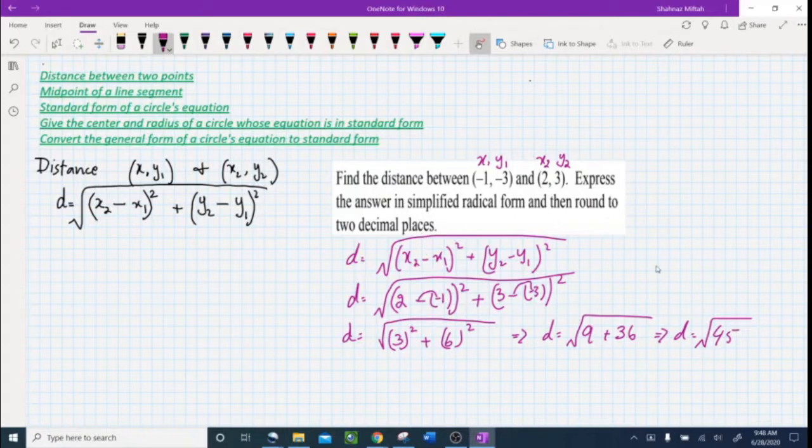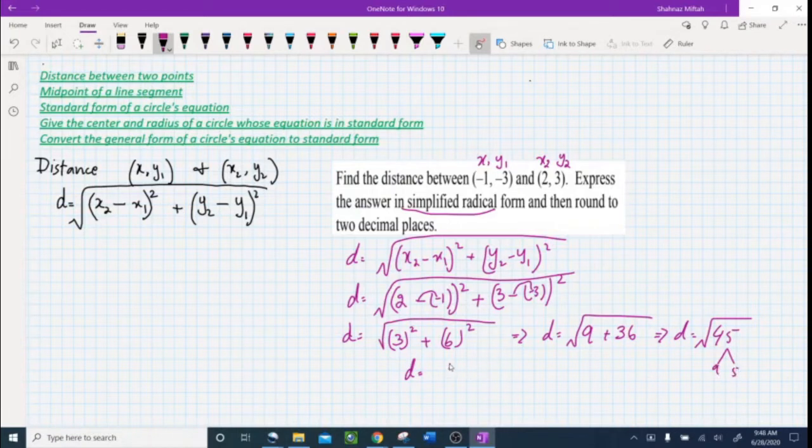Now, I'm done so far, this is my distance, but the question said express the answer in a simplified radical. Like, don't change it into decimal, it has to be in radical. So D equal, find the factors of 45. The factors of 45 are 9 and 5, right?